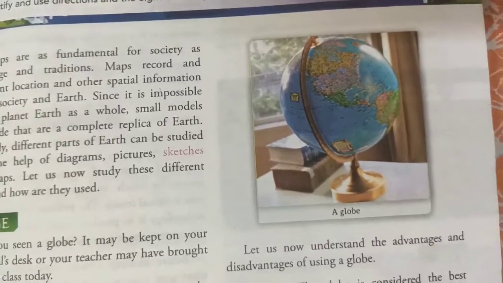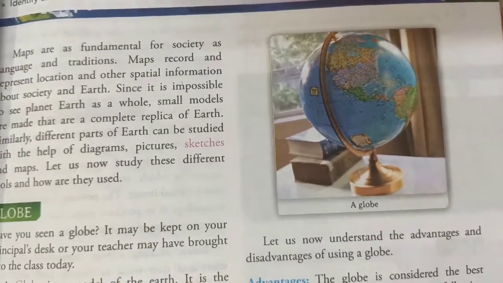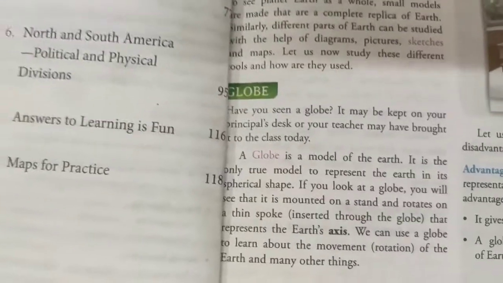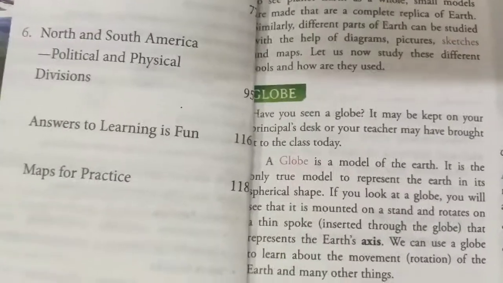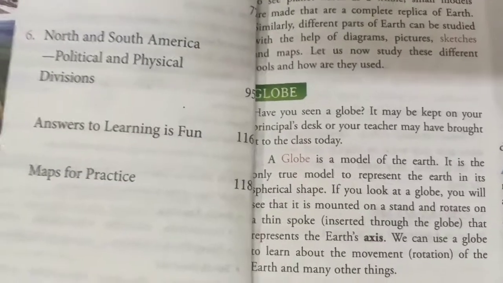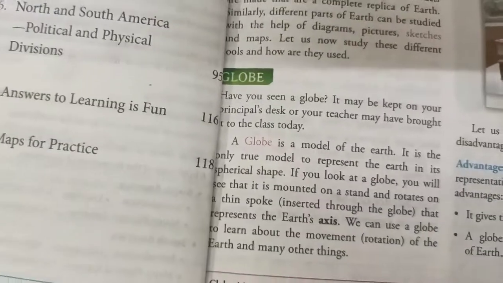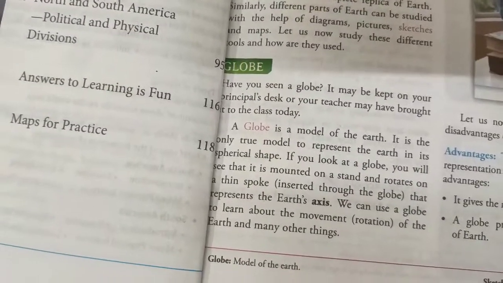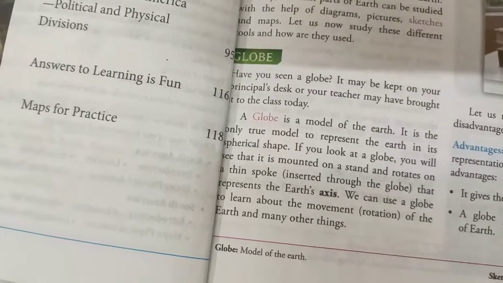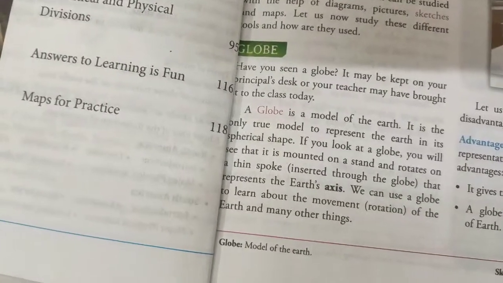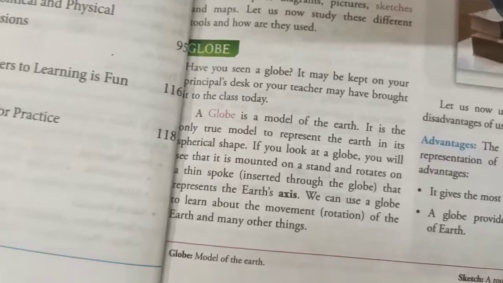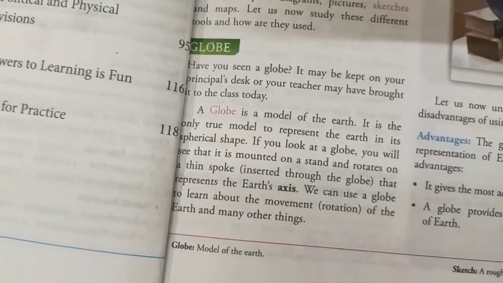Okay, so a globe you can usually see in the principal's office also, and even with your geography teacher. I think in 5th standard your teacher might have shown you the model of the earth, which is known as a globe. Okay, so in short, let us see the meaning of globe. A globe is a model of the earth. It is the only true model to represent the earth in its original shape. Children, as we know that the earth is round in shape, so the model is also spherical or round in shape.